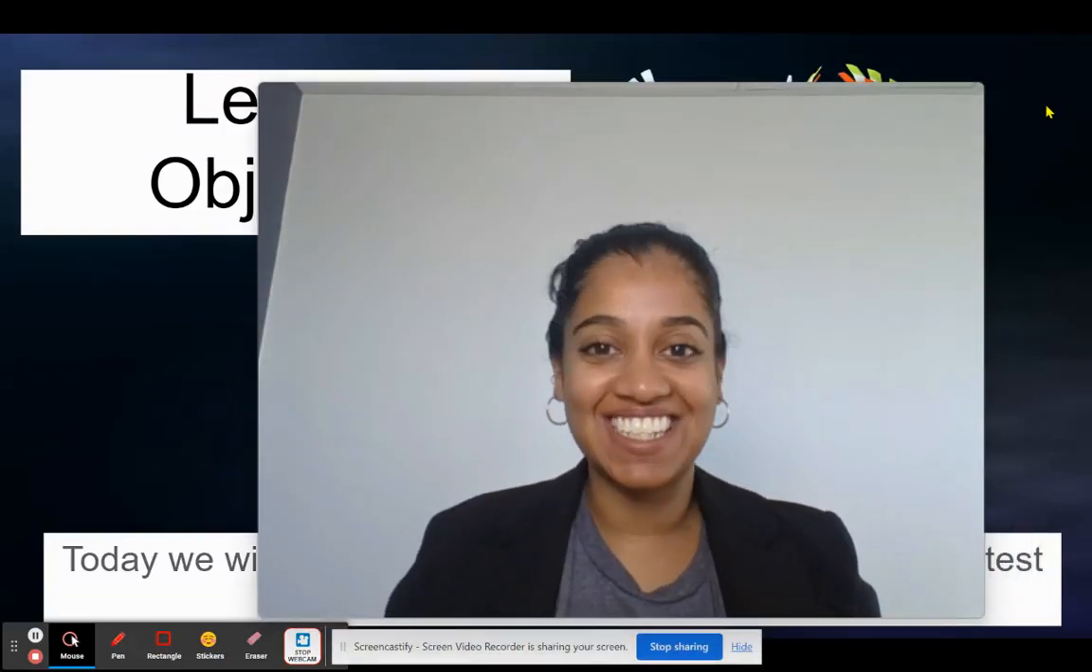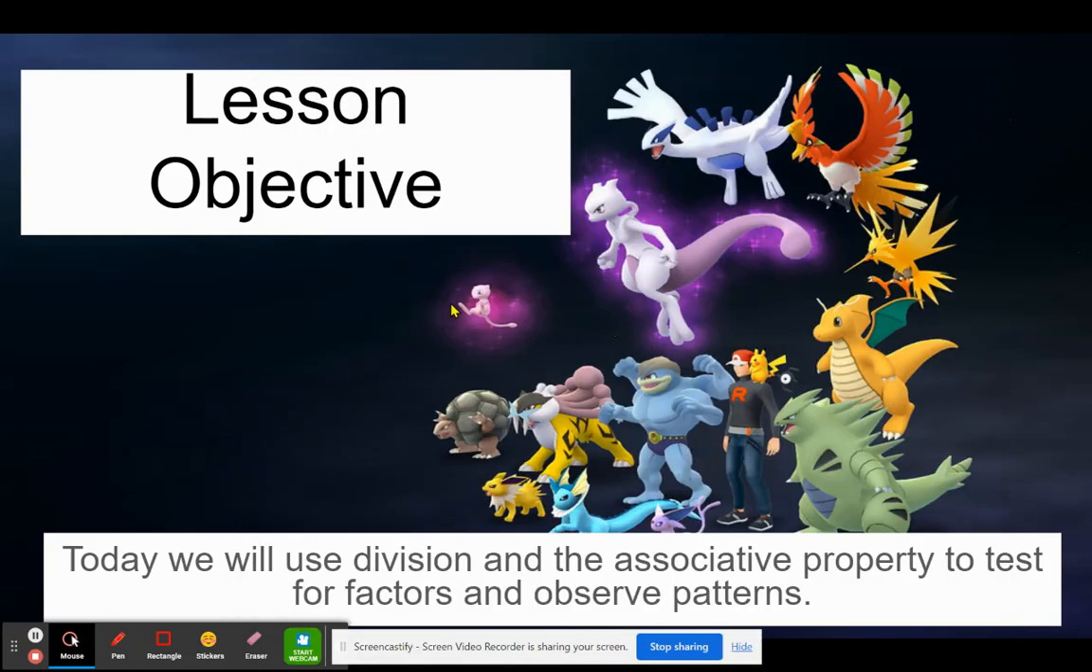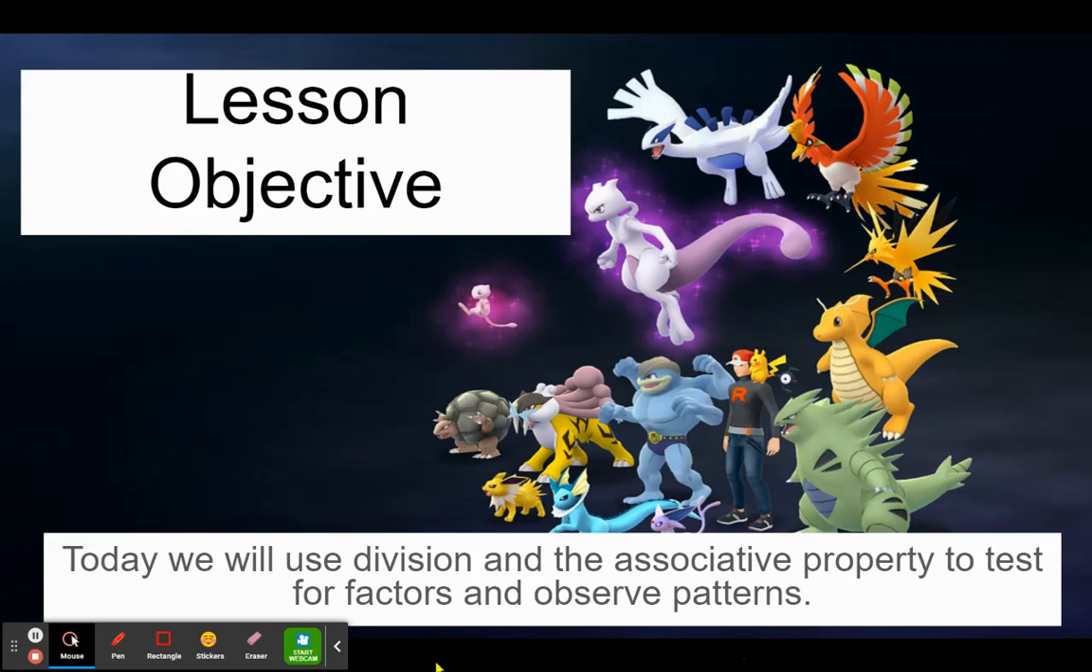Let's go ahead and take a look at today's lesson objective. So today we will use division and the associative property to test for factors and observe patterns.